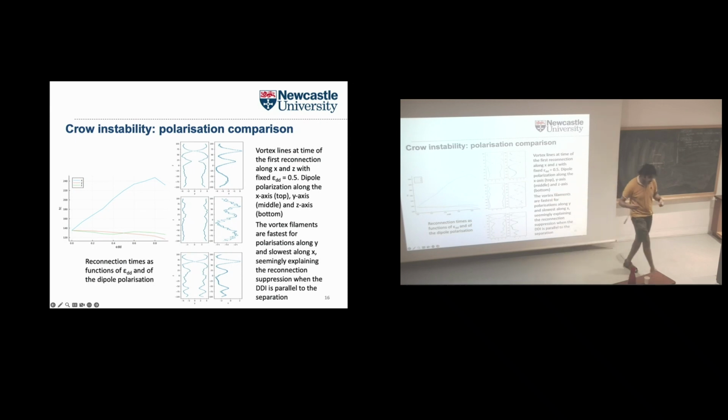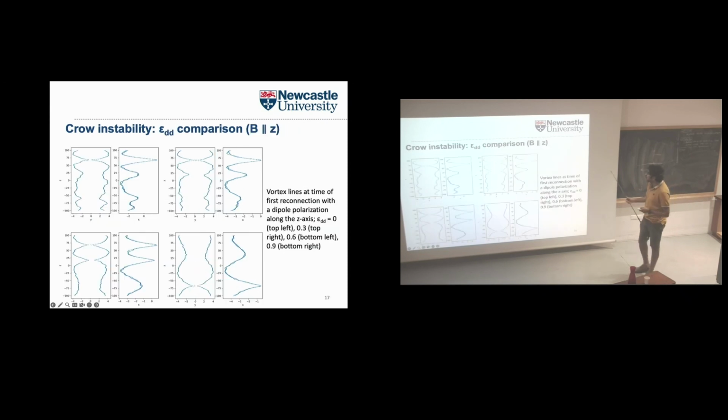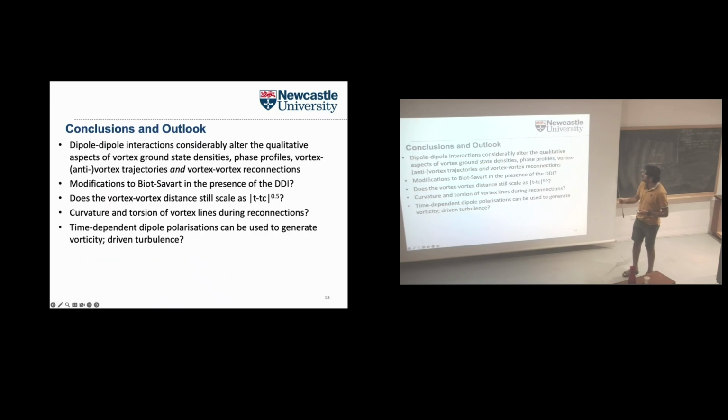So we think that the suppression of reconnections in that particular case is due to the fact that the dipolar interaction has forced the vortices to move at a much slower rate. And I'll skip this last one. So I'll talk about the conclusions.